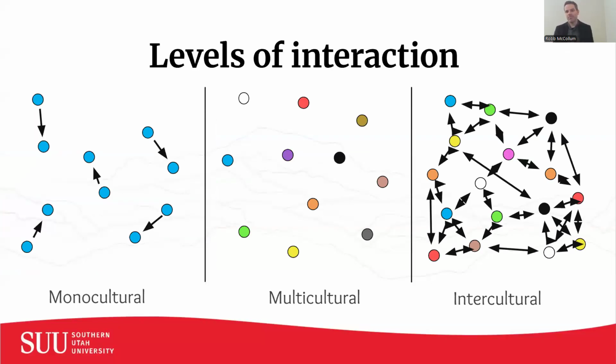So these diagrams here try to illustrate the differences between a monocultural society where everyone has a shared set of practices and understanding, and they may interact with each other, but there isn't a need for developing intercultural competence because everyone has this shared general cultural understanding. Some cultures are multicultural. So there's people from many different cultures, but there's not much interaction between them.